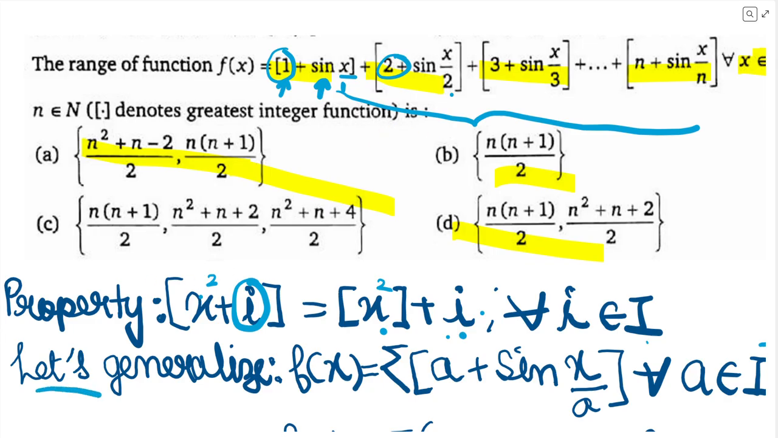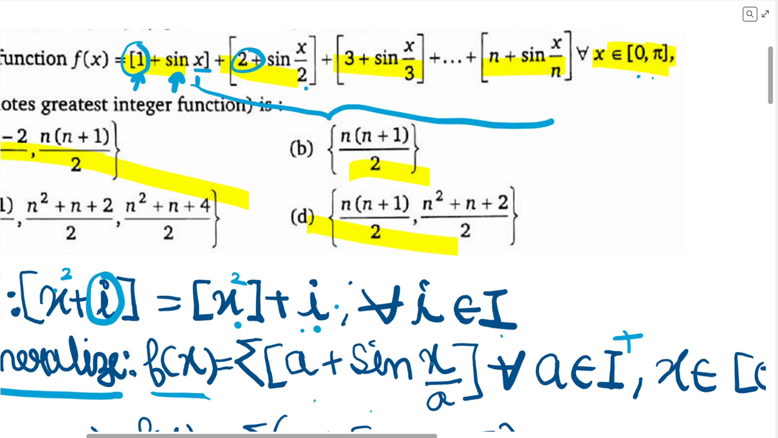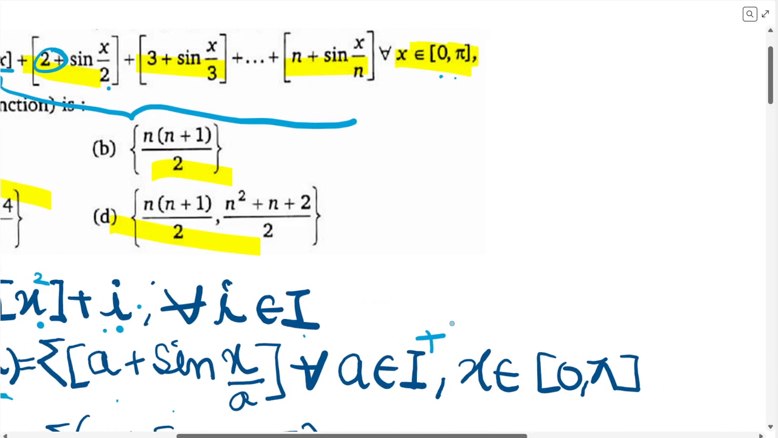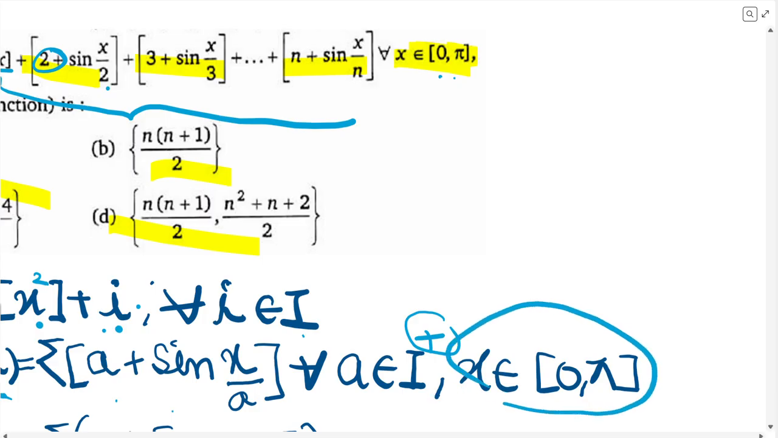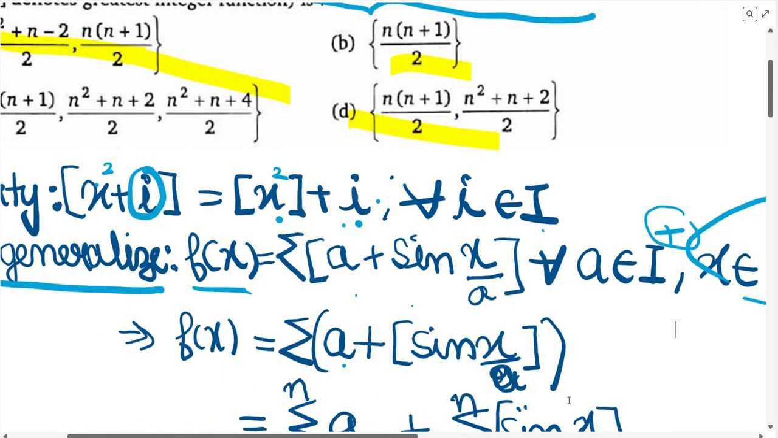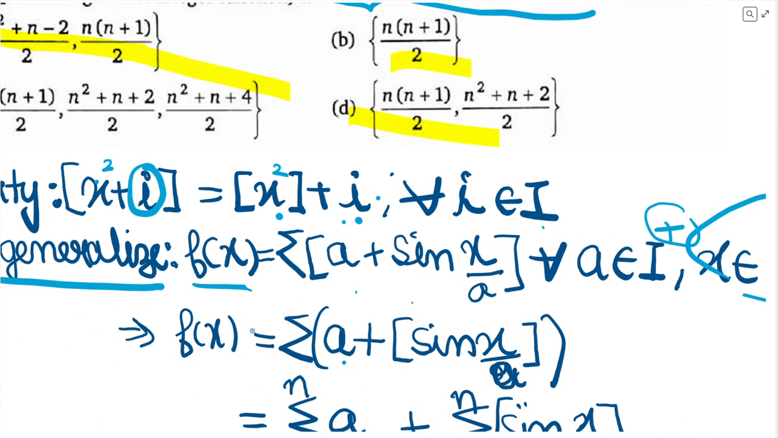So let's generalize this function f x. We can write it as summation of a plus sine x by a for all values of a which are belonging to positive integer. Remember why we have added a plus here? Because a is only positive. And not x, sorry, the function which is written inside. And x is belonging from 0 till pi. So we have to keep in mind the interval of x each and every time we solve this question.